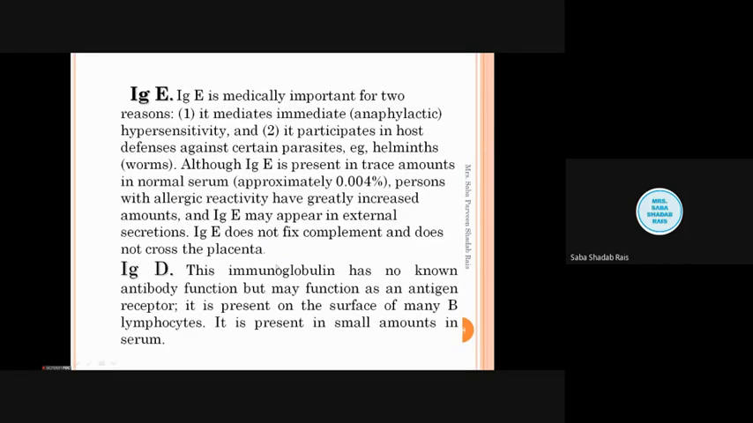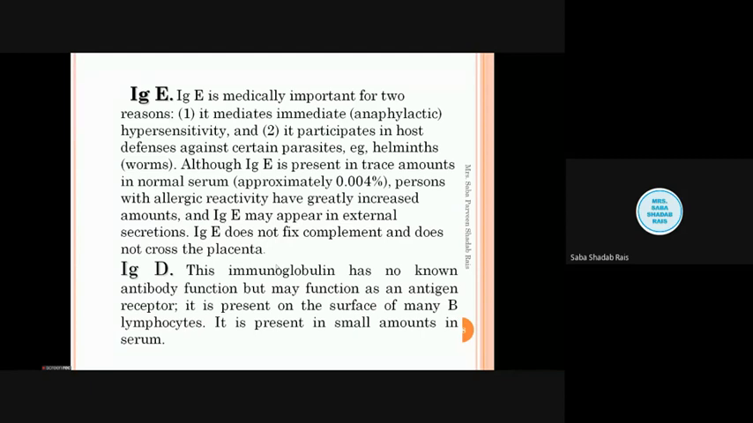Next is IgE. You all remember when we were talking about mast cells, that the mast cell has the receptor for IgE. And what was the role of the mast cell? Hypersensitivity. So IgE has a role in allergy, that is, hypersensitivity. It mediates immediate hypersensitivity. It participates in host defense against certain parasites, for example helminths.